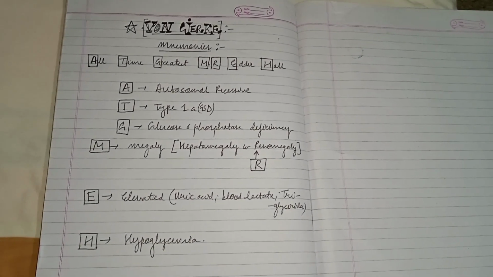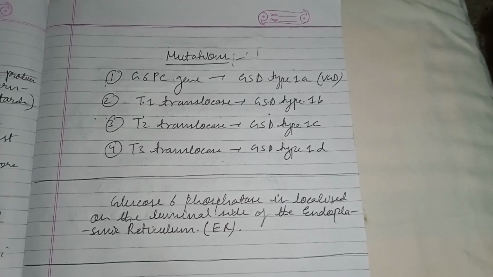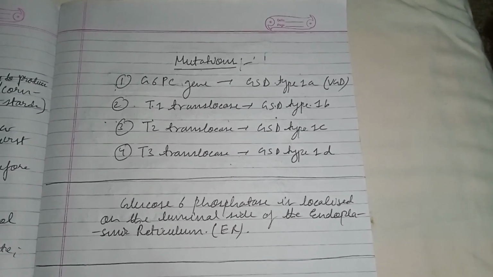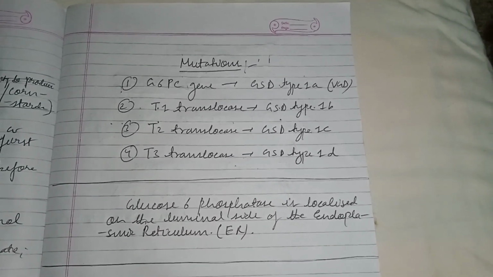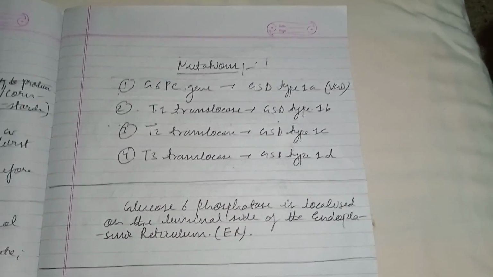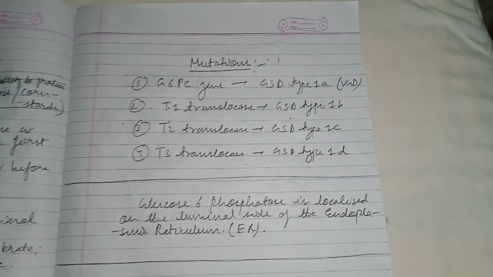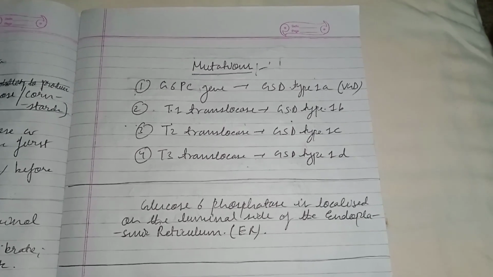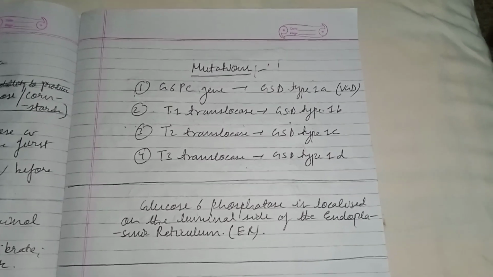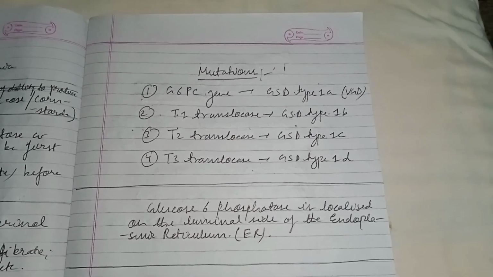Let's look at these points one by one in detail. But before starting, let's look at some mutations which are very important. Mutation in the G6PC gene causes glycogen storage disease type 1A, and von Gierke disease is under GSD type 1A. The second, mutation in T1 translocase, causes GSD type 1B, and glycogen storage diseases type 1A and 1B are the most common.